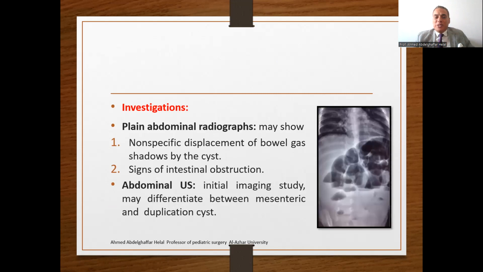For investigation, we usually start with a plain X-ray, which may show non-specific displacement of the bowel gases or signs of bowel obstruction. Ultrasound is the initial imaging study to differentiate the mesenteric and duplication cysts. Duplication cysts usually show a hyperechoic, hypoechoic in between, double wall sign on ultrasound, if the ultrasound operator is well experienced in recognizing these signs.